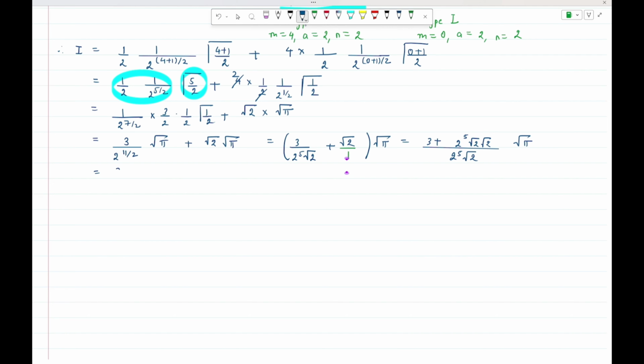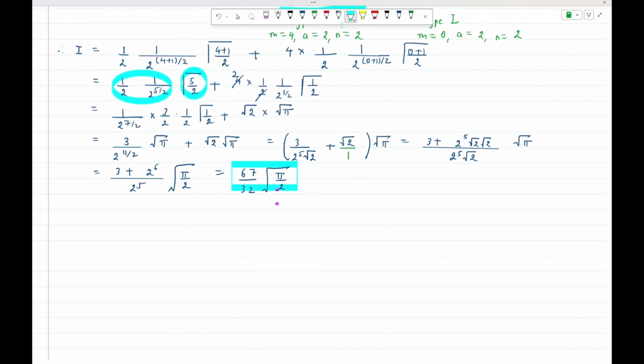So this is going to be 3 plus 2 raised to 6 divided by 2 raised to 5, and we can write down the two roots, the two radicals together as root of 5 by 2. So 2 raised to 6 is 64, so this is 67 divided by 2 raised to 5 is 32, root of 5 by 2. So that's the answer for the required improper integral using gamma functions.